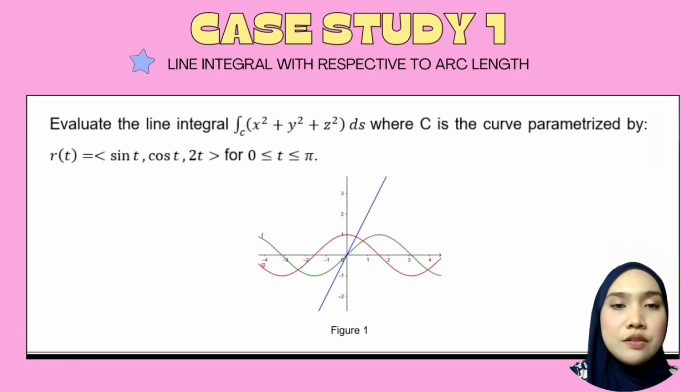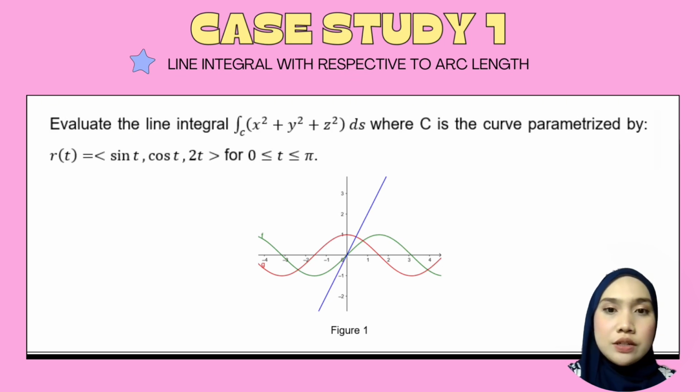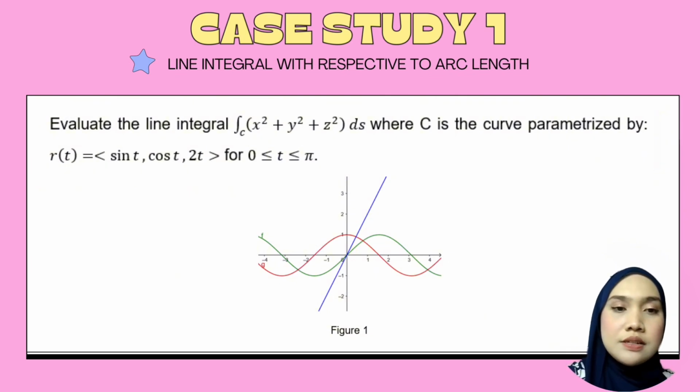So I will continue with case study 1, which is line integral with respect to arc length. The case study is: evaluate the line integral of x squared plus y squared plus z squared ds, where C is the curve parameterized by r(t) = (sin t, cos t, 2t) for t from 0 to pi. This is the figure for this line integral.